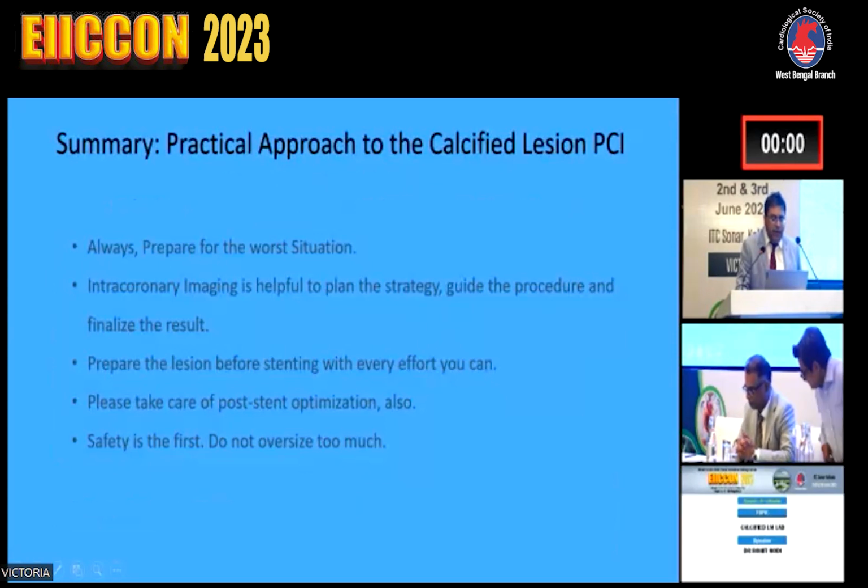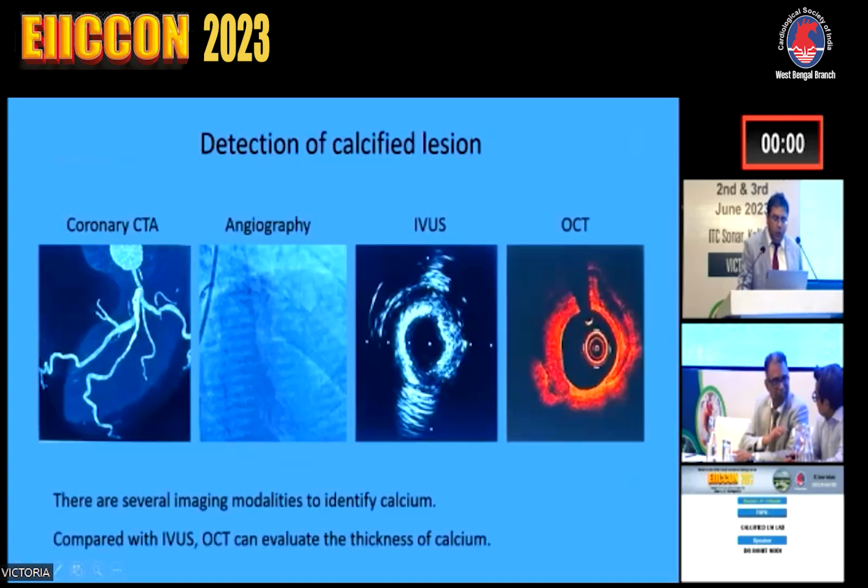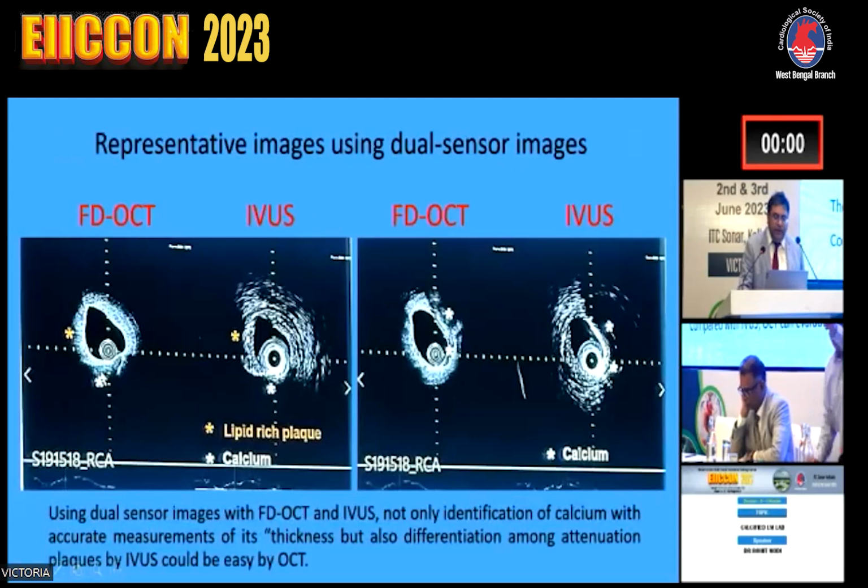Intracoronary imaging is helpful to plan the strategy, guide the procedure, and finalize the result. Prepare the lesion before stenting with every effort you can. Please take care of post-stent optimization. Safety is first. Do not oversize too much. So these are the ways we detect calcium, not only imaging, but coronary CT and angiography, IVUS, OCT.